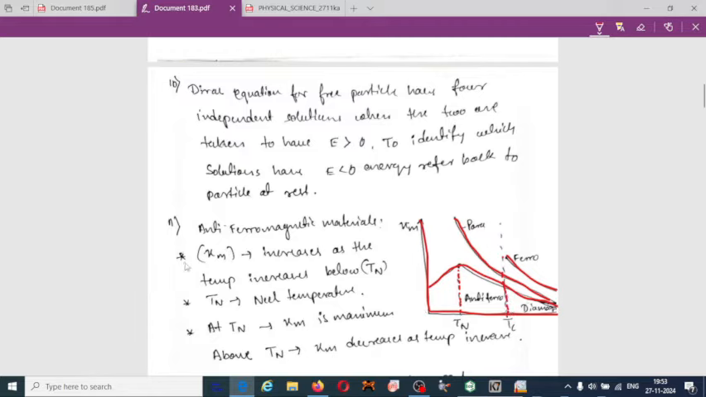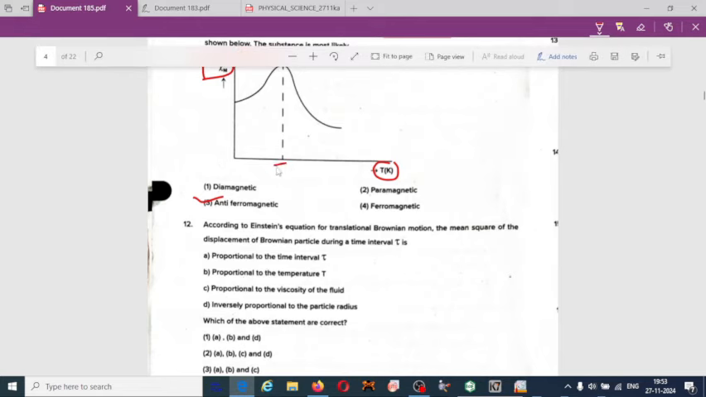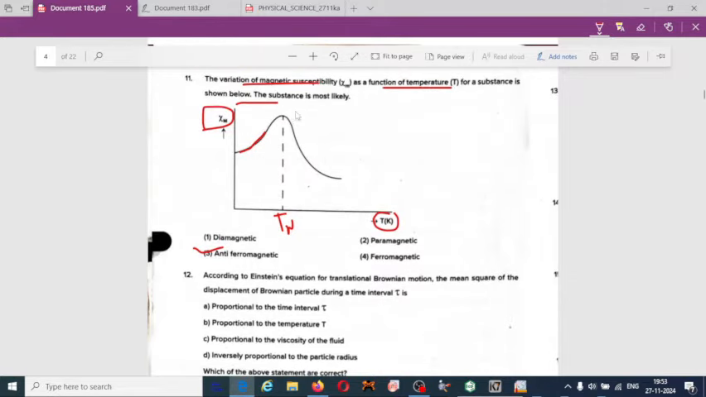Magnetic susceptibility increases as temperature increases below this Neel temperature. We can also observe in this diagram. This is what we call the Neel temperature. Below that it increases, and at Neel temperature it has the maximum value, and then it decreases. That shows that this is for antiferromagnetic.